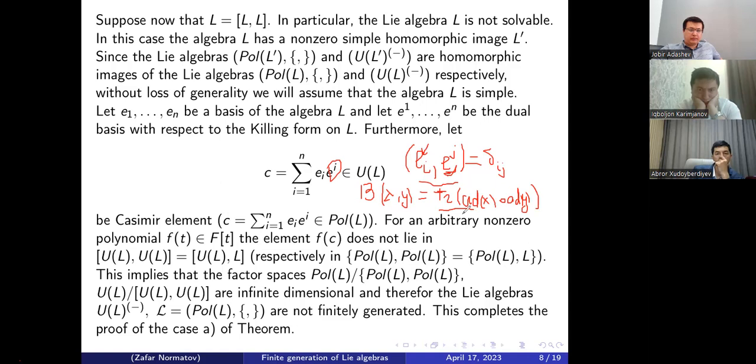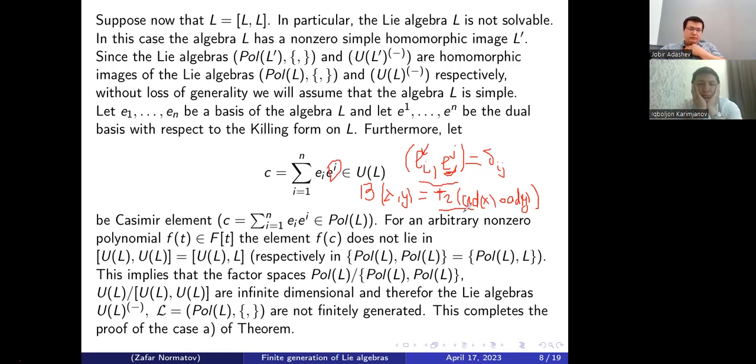Killing form, yeah. But you are saying that this dual basis is from the dual space. Is it true or not?